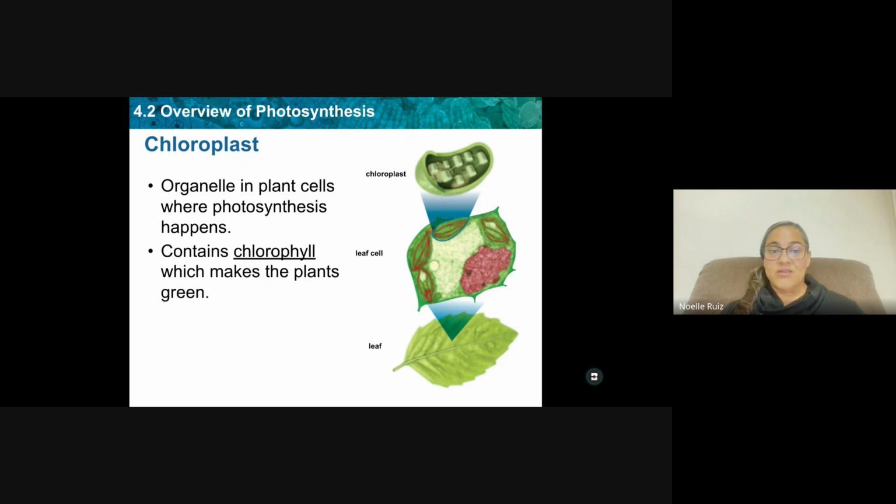It contains a pigment called chlorophyll. Now, pigments are what give things their colors. So chlorophyll is the pigment that makes plants green. Our pigment is called melanin. If you have a lot of melanin, you are darker. If you have a little bit of melanin, your skin is lighter. Carrots have a pigment called beta carotene. It's what makes it orange. So you've got to remember these words are similar, but chloroplast is the organelle, chlorophyll is the pigment that makes the plants green.